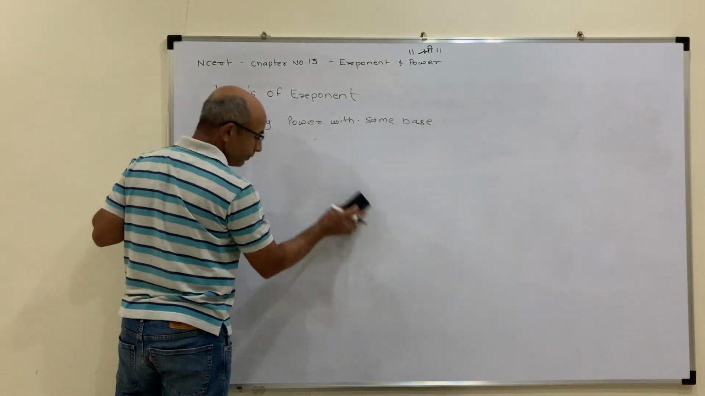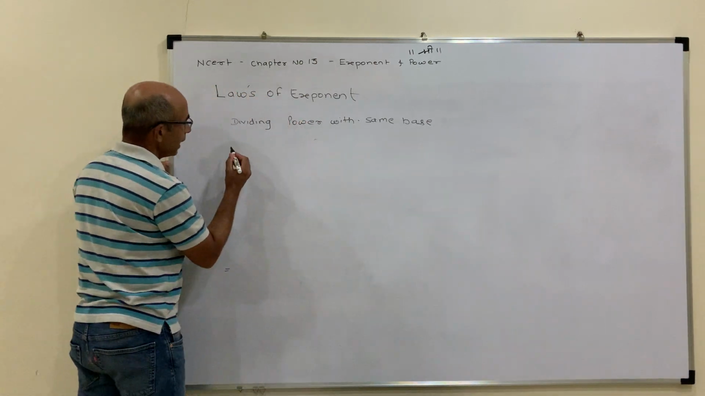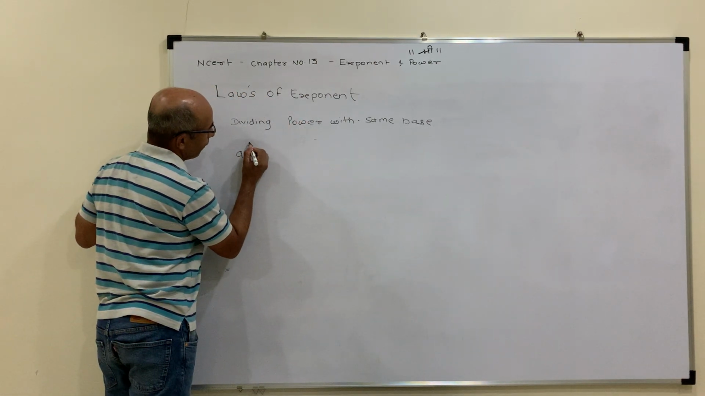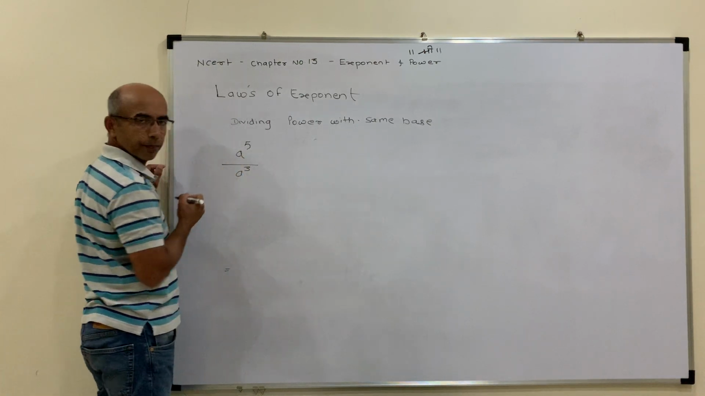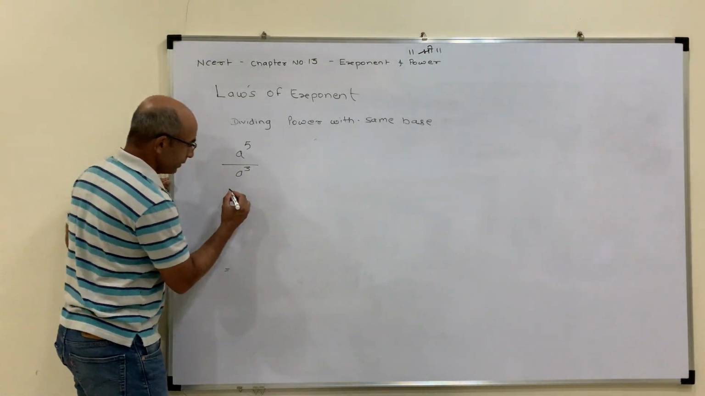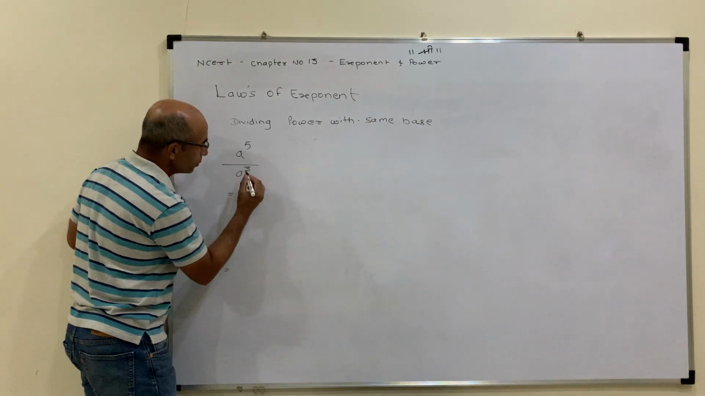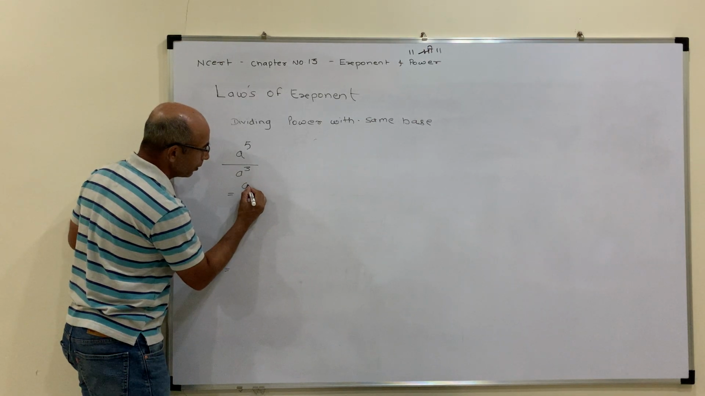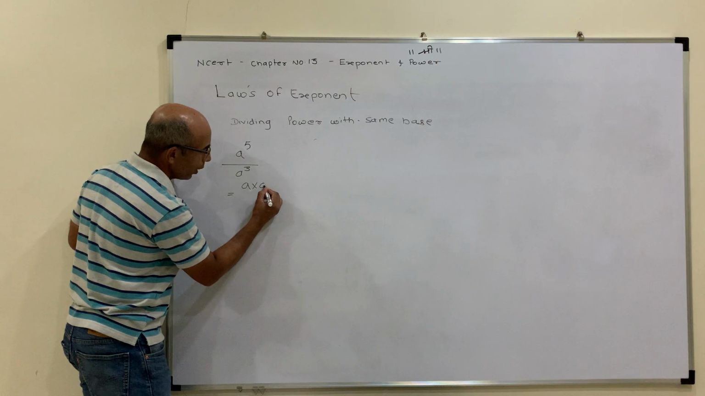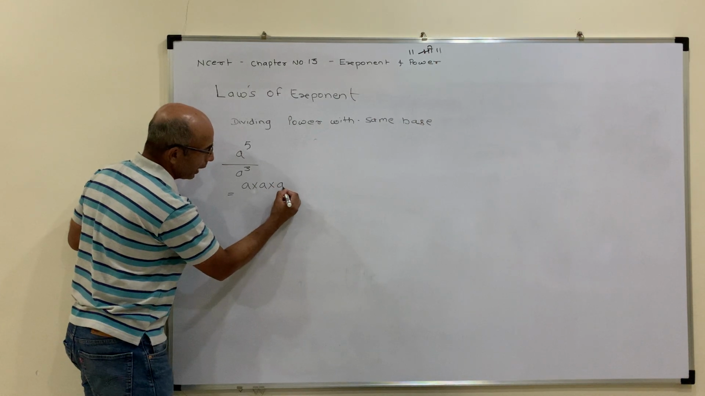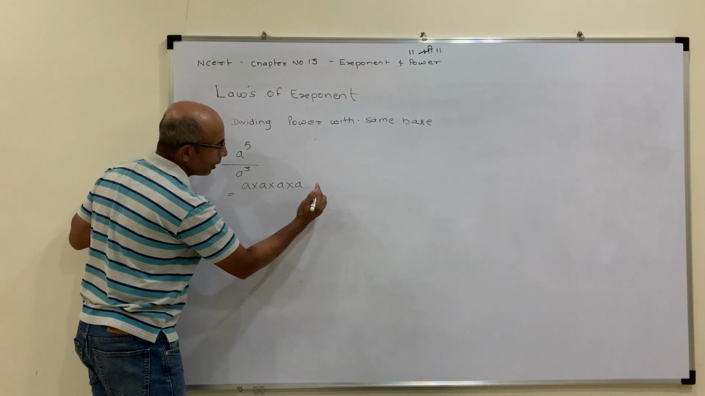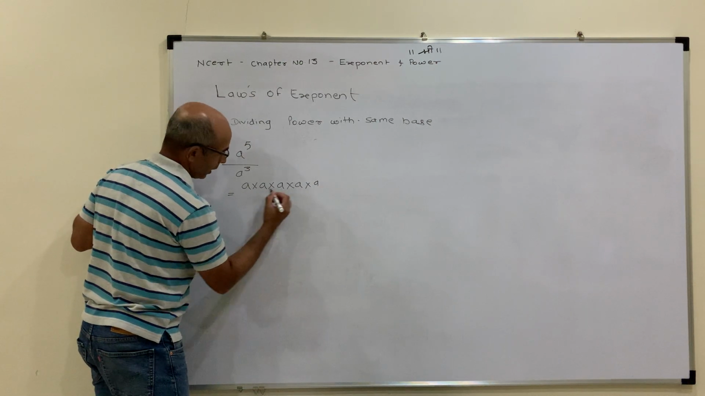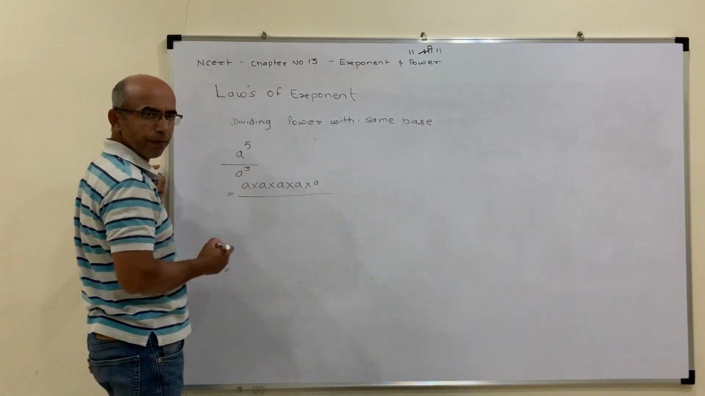So now see, I am dividing a raised to the power 5 by a raised to the power 3. Now let me simplify this. A raised to the power 5, how am I going to write? A into A into A into A into A, 1, 2, 3, 4 and A. That comes out to be a raised to the power 5.